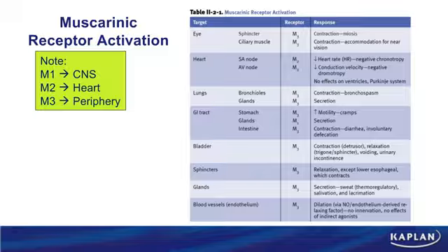I think actually the hardest part of this table, blood vessels. Blood vessels have muscarinic M3 receptors, and they can vasodilate through nitric oxide. Now here's the confusing part. Those M3 receptors on blood vessels are not innervated. They're the only receptors in this entire table that are not innervated.